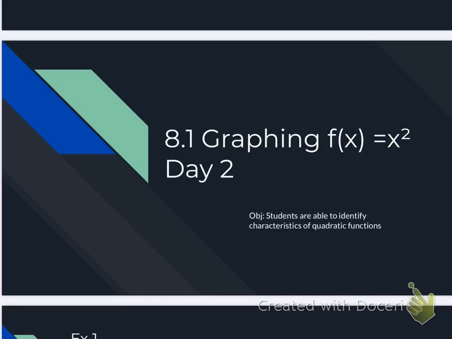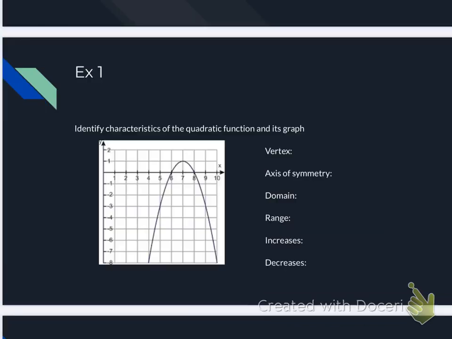Okay, 8.1, graphing f of x equals x squared, day 2. Today, you're going to be able to identify characteristics of quadratic functions. So today we're identifying all of the parts. We're going to start with the vertex. Remember that is the highest or lowest point on your graph.